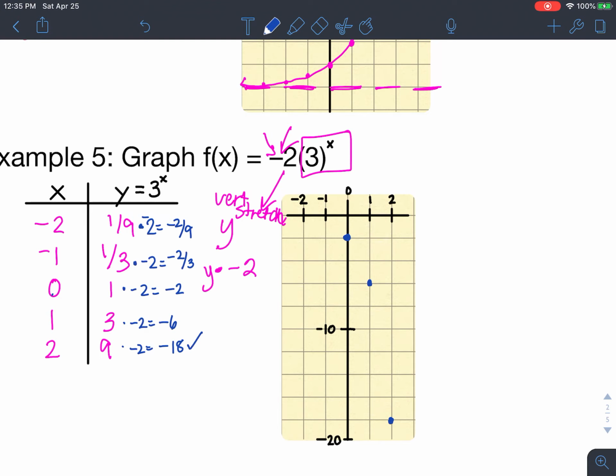Remember, we changed our scale. Over -1 down -2/3. That's pretty close. And even closer. With the fractions, you don't have to get that crazy about exactly where they are. Notice there's no vertical shift here. So that means that our horizontal asymptote will remain on the x-axis, even though the graph flipped upside down.